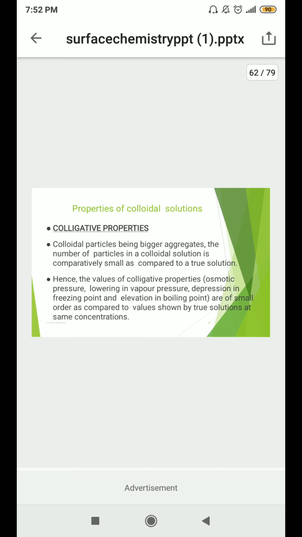Now next we talk about the properties of the colloidal solution. I think I have given you a lot of topics in this video, so I believe the rest of the topics I will cover in the next video.